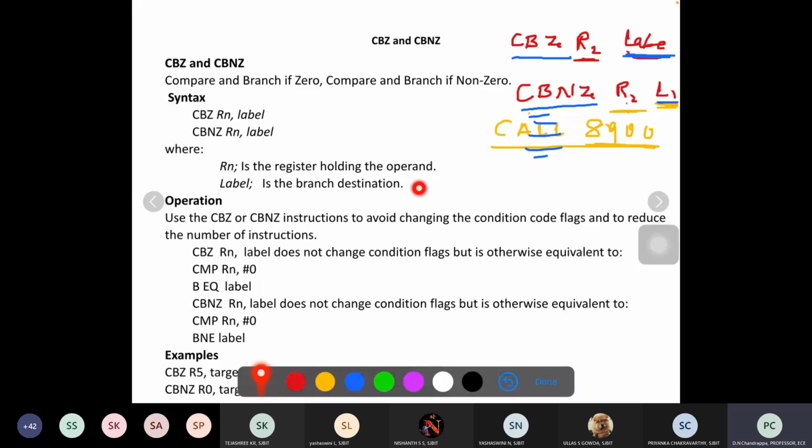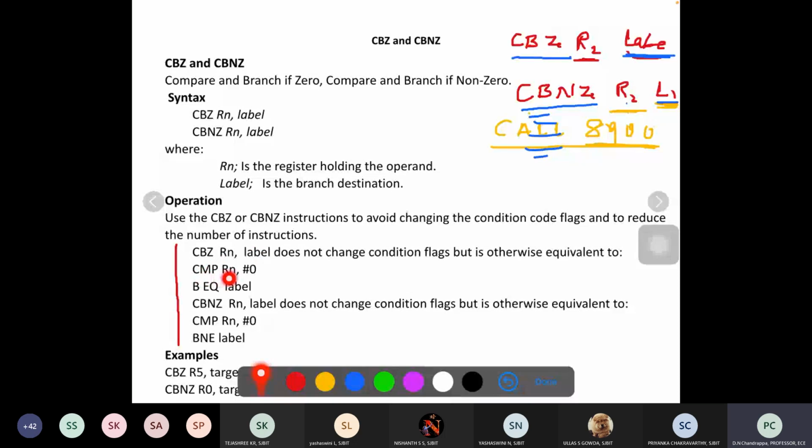Okay. Now, I will take you through one small example. Please, all of you come to this programming part. See here, I have written up to here. Compare and branch if 0. If Rn equal to 0, goes to this label. Goes to this label. Now see here.